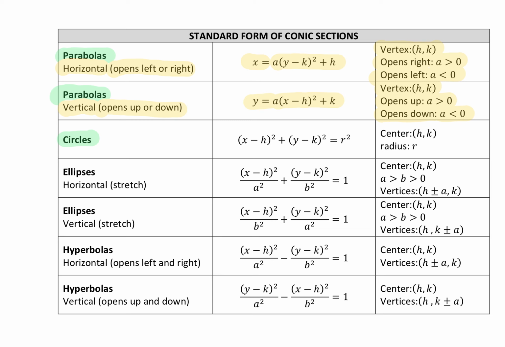Again, I know you guys know the standard equation for a circle. That would be (x minus h) squared plus (y minus k) squared equals r squared. So in this standard form, you can see the center (h, k) and the radius r. So besides a parabola that's opening horizontally, the vertical parabola and the circles should be familiar already.